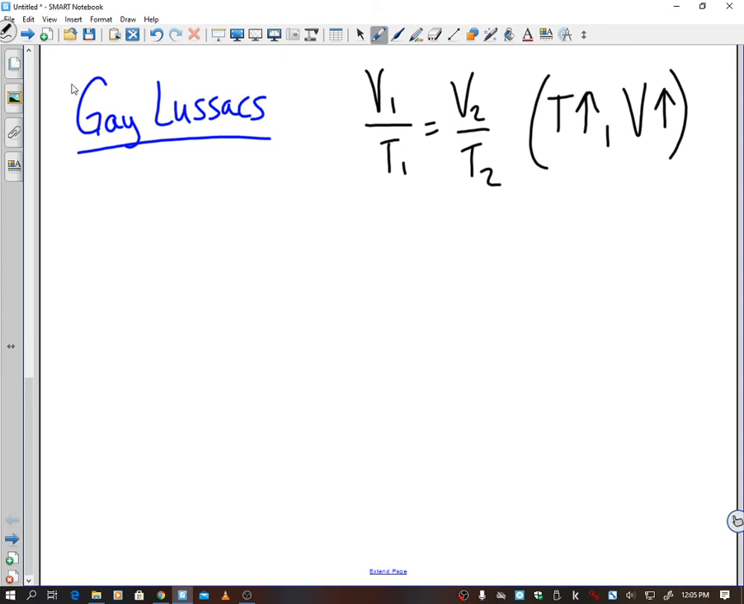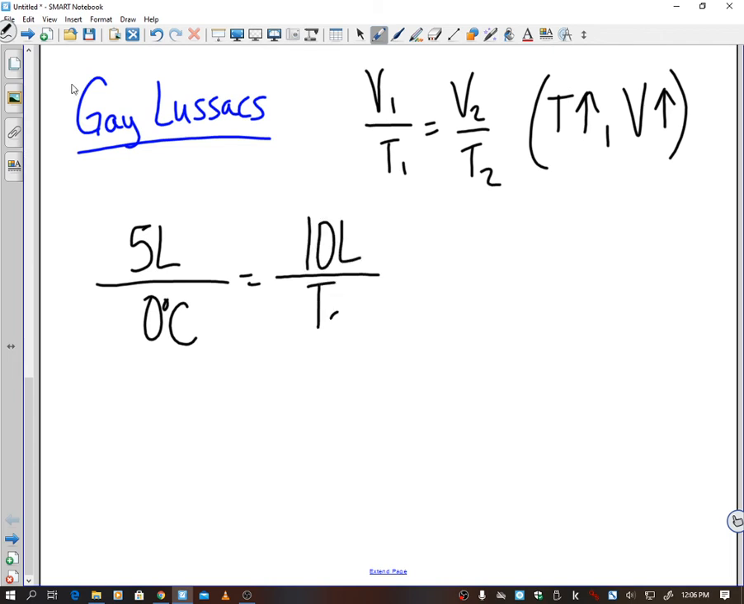All right, so if I do a sample problem, it's going to be like up above. First off, I need to make sure my temperature is in Kelvin. So let's say that they tell me, hey, you have 5 liters volume, and you have a temperature of 0 degrees Celsius. You change that to 10 liters. What is your new temperature? Now this is assuming that pressure is staying the same, that we're not changing pressure on our end.